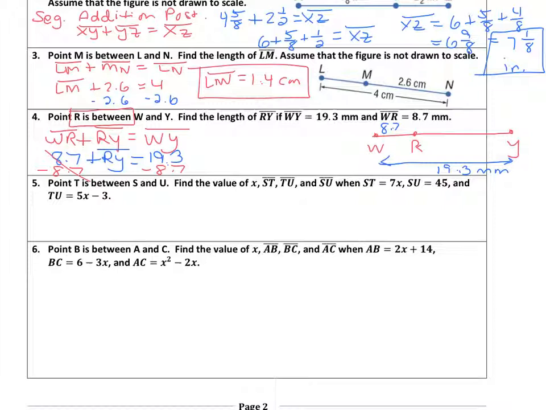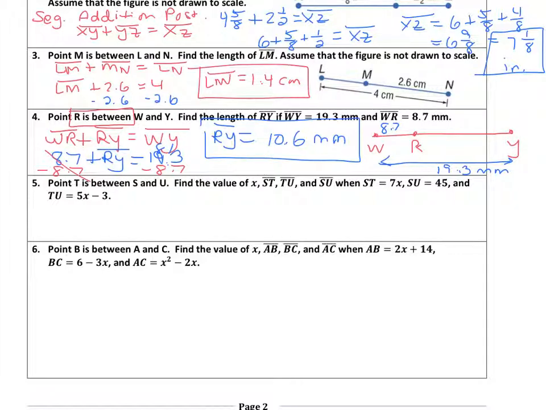Of course, when we do that, we reduce that to 0, and we now have RY isolated. And RY equals 19 3/10 minus 8 7/10. I'm going to do that over here. I'm going to have to borrow. And 13 minus 7 is 6, and 8 minus 8 is 0. So we end up with 10 6/10, and always put your units, millimeters.